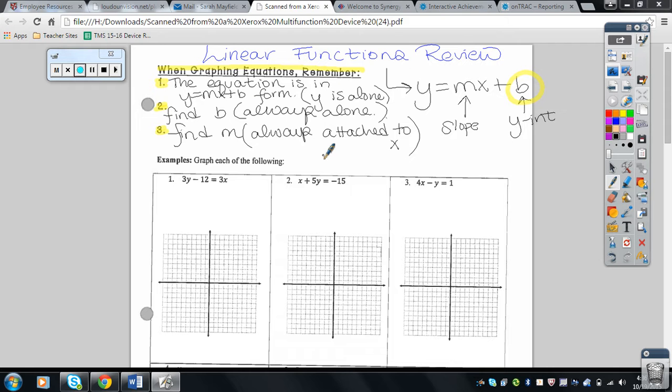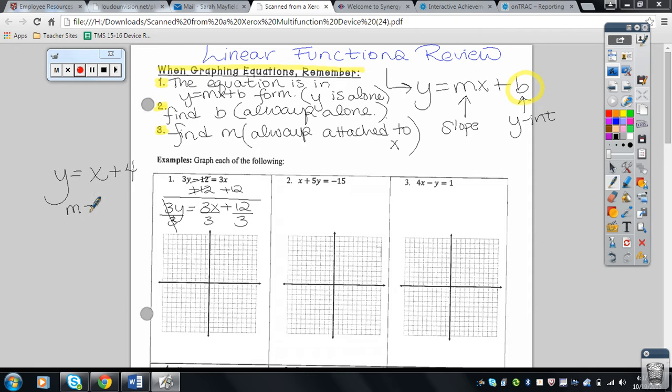So if we look at number 1, I'm going to graph this equation. In order to graph it, the first thing I have to do is put it in y equals mx plus b form. Get y by itself. So what am I going to do first to get y alone? I'm going to add 12 on both sides. Okay, so I have 3y equals 3x plus 12. I'm now going to divide by 3 on both sides. So now I have y equals, 3x divided by 3 is just x. 12 divided by 3 is 4.